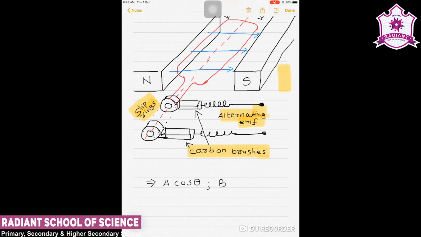An AC generator converts mechanical energy into electrical energy. So how the mechanical energy is converted to electrical energy, that we will see in this topic. First of all, we will focus on the figure as shown above.